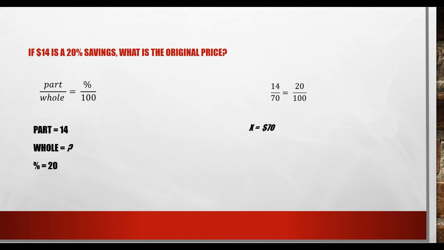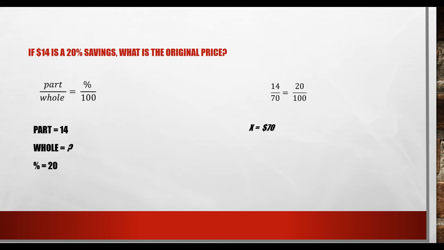So X is $70. To me, the easiest way to think about this one is actually finding a constant within the fraction itself. How do I get from 20 to 100? How do I get from 20% to 100%? I multiply by 5. So I'm going to multiply 14 by 5 to get to the $70 that this item originally cost.